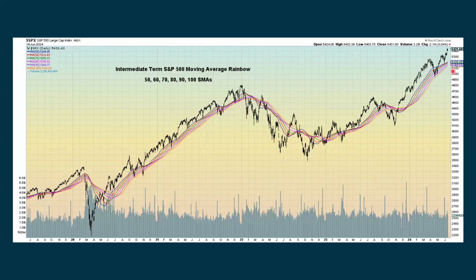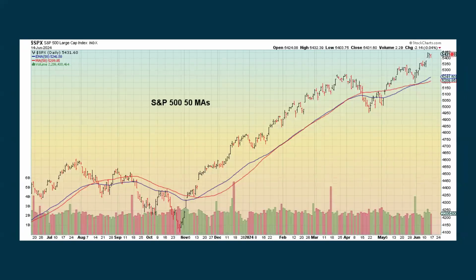Some intermediate term charts, another rainbow going from 50 periods up to 100 periods, also showing that the intermediate term trend continues to be positive. We want to keep an eye on the 50-period moving average. Now, I've been showing this in the daily videos, and then I stopped because we're kind of getting far away from this 50-period moving average. Now, if we start to see some weakness, I'll be hauling this chart back into the daily videos to see if that's going to come into play.